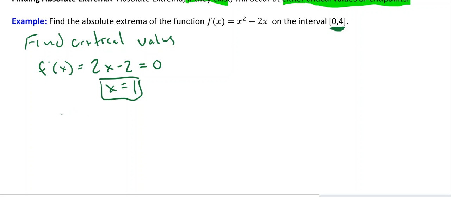So that means that we are going to have either a relative max or a relative min at that point. Now the question is, is that also where the absolute max or min is?